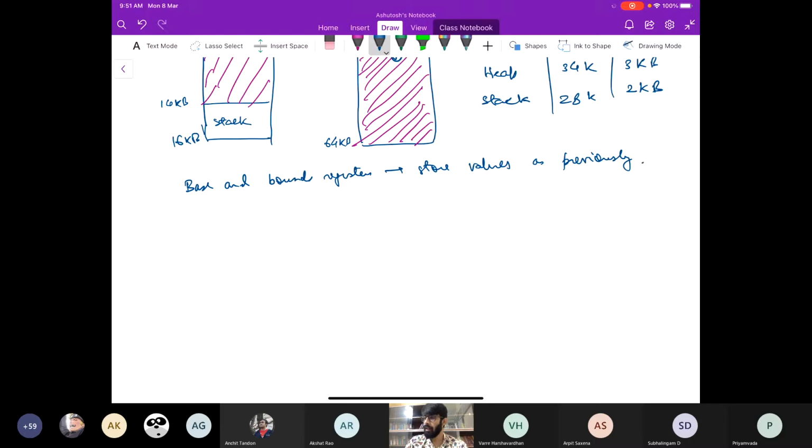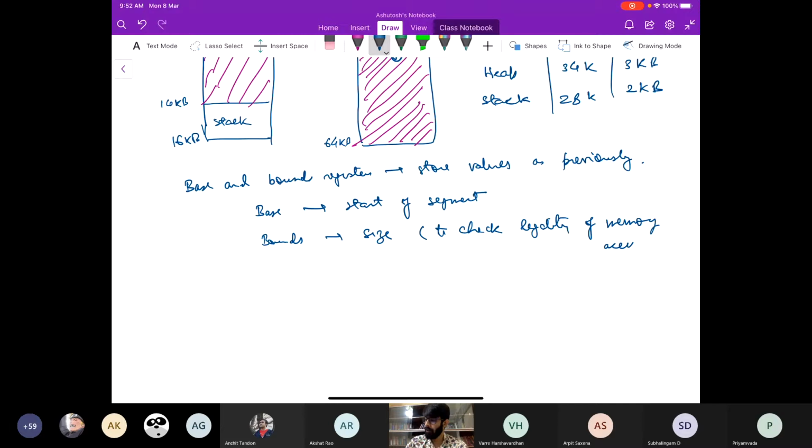Right? And like base will have the start of the segment and bounds will have the size, just to check the legality of memory access. Okay.